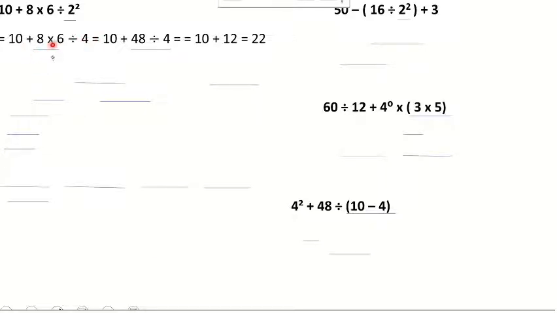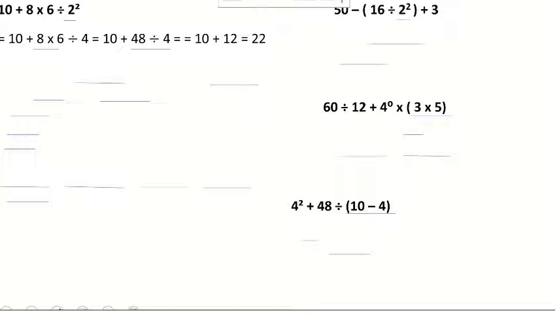Now I have addition, multiplication, and division. The most powerful are the multiplication and the division, so I'm going to start from left to right. 8 times 6 is 48, so 10 plus 48 divided by 4. Now I do the division, which is 48 divided by 4. 10 plus 12 is 22.